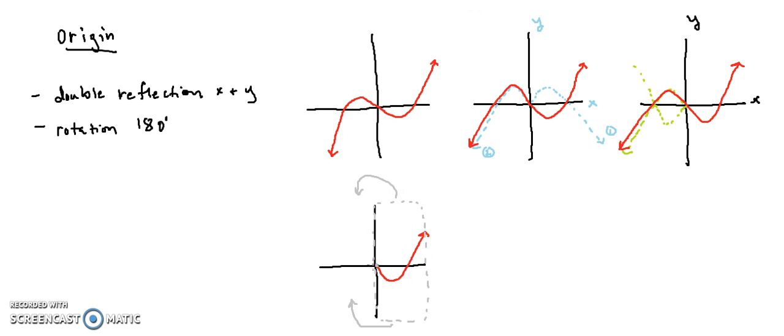And when you rotate it around, you should see that it's going to land over here when you take that piece of paper around. So you're going to spin it around the origin, and it's going to land there. So that's looking at it as a double reflection or a rotation of 180 degrees. So that's how we look at it in graph form.